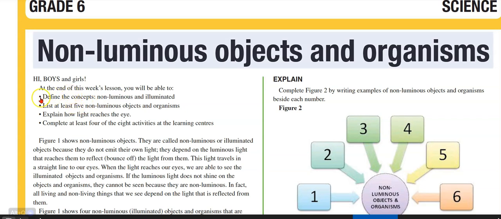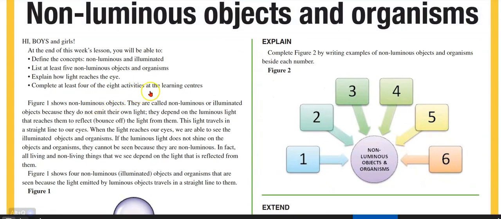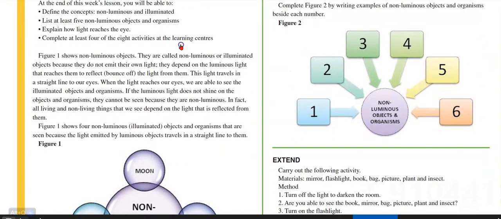Hi boys and girls, at the end of this week's lesson, you will be able to define the concepts non-luminous and illuminated, list at least 5 non-luminous objects and organisms, explain how light reaches the eye, and complete at least 4 of the 8 activities at the learning centers.